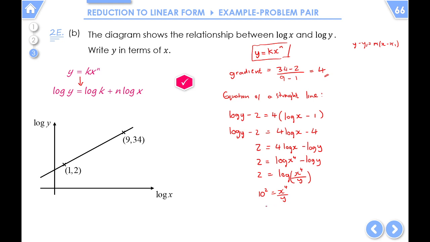Then if I multiply up by y and divide through by the 10 squared, I get 1 over 10 squared, which is 1/100, x to the 4. Okay, so the equation of that original curve, if it's plotted on fully logarithmic scale, log x against log y, then we get a straight line. But if we wanted to plot this graph on xy axes, we would end up with a quartic, and it would be y equals 1/100 x to the power of 4. Okay, so we've written y in terms of x.